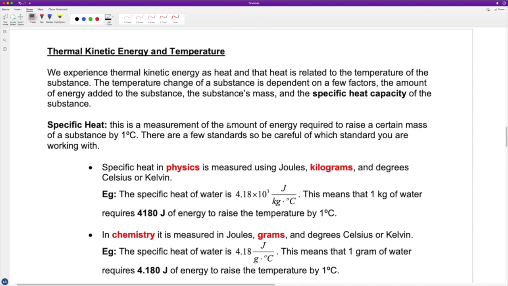So there are some formulas. When we talk about heat, we're talking about a form of kinetic energy. And this has to do, again, with the internal vibrations of the atoms and the molecules within a substance itself. So before we can discuss any of this, we have to talk about something called the specific heat. This concept is the measurement of the amount of energy required to raise a certain mass of a substance by 1 degree Celsius. So think of it as heat inertia.